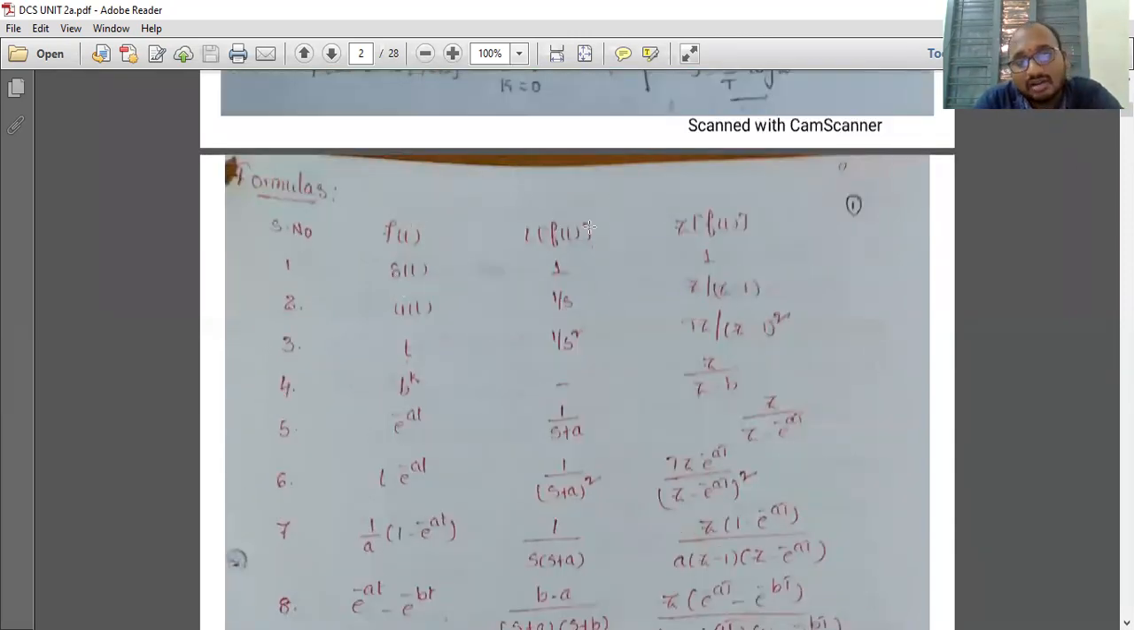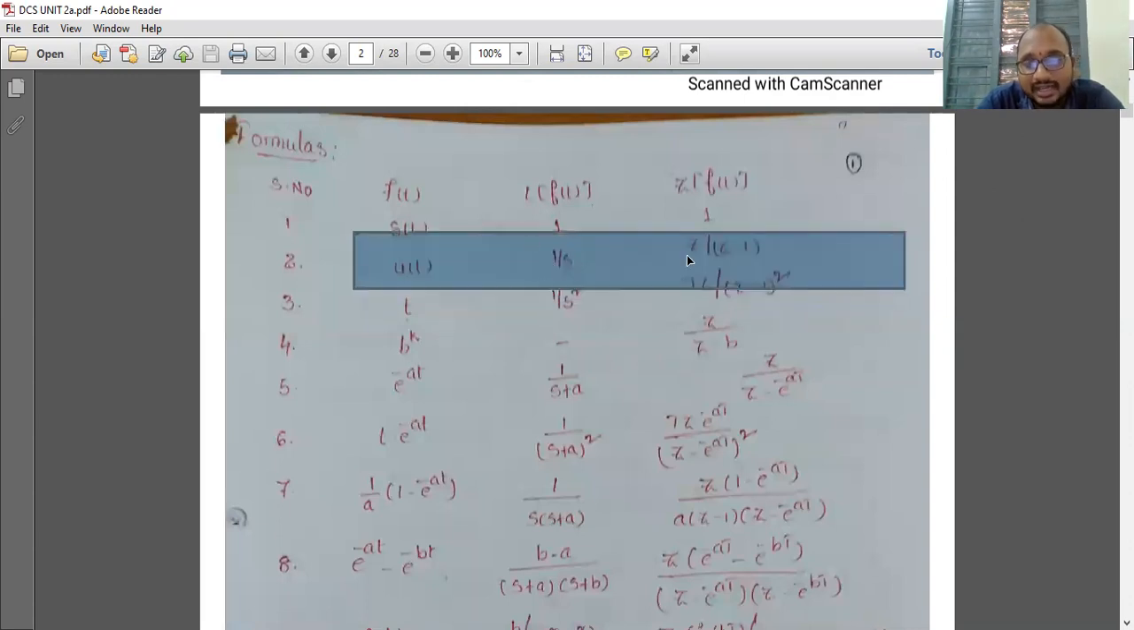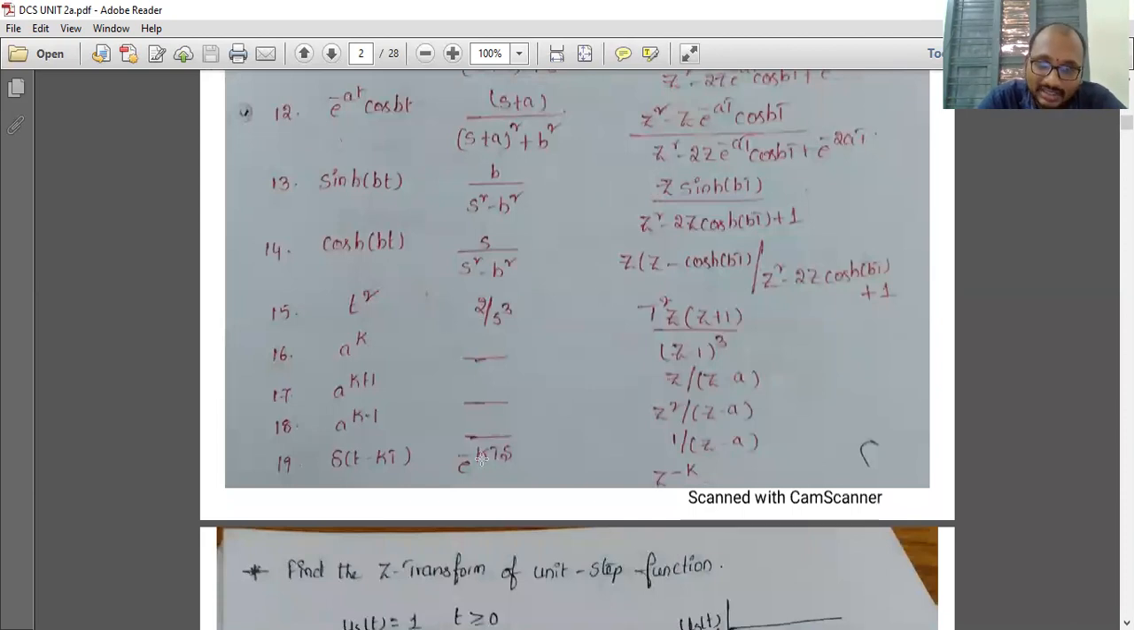We know very well the formulas of Laplace transforms and z transforms. The Laplace transform of impulse signal delta of t is 1. Z transform of impulse signal is also 1. And the Laplace transform of the unit step signal is 1 by s, and the z transform is z divided by z minus 1. And the Laplace transform of t is 1 divided by s square. Z transform is t divided by t into z divided by z minus 1 whole square. You have to learn all these 19 formulas by heart.